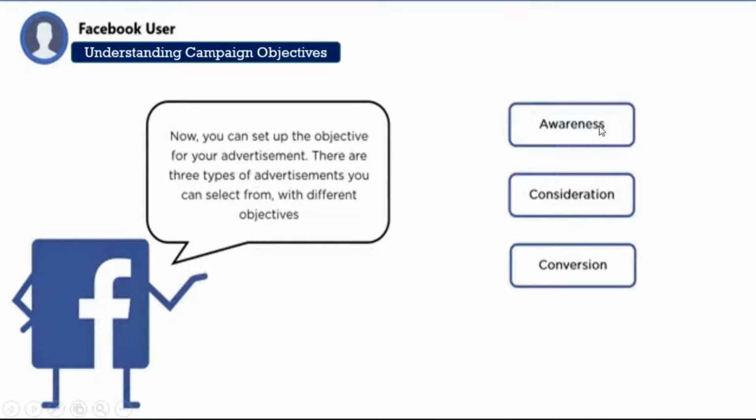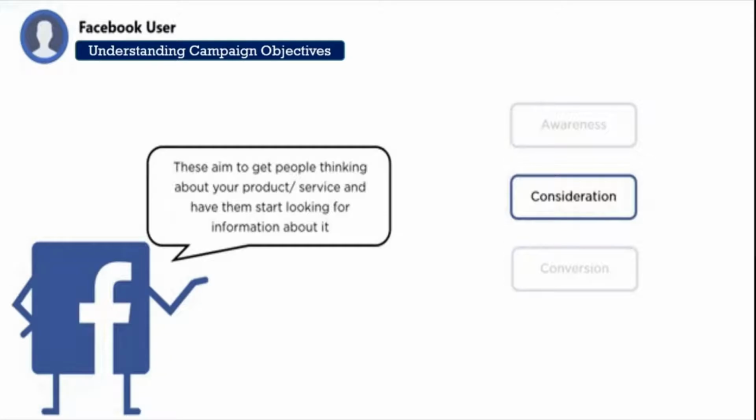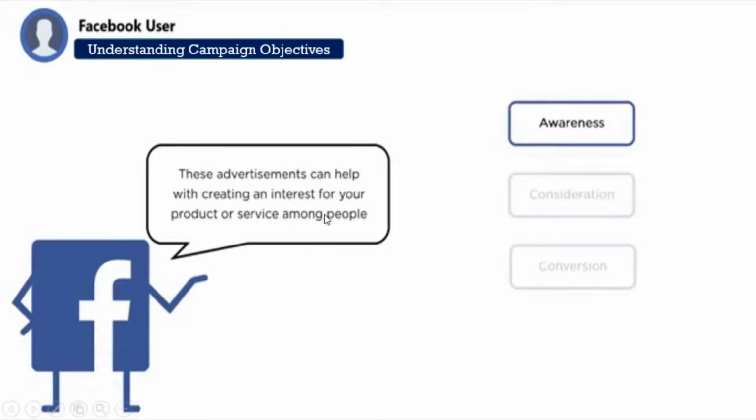The first one is called awareness. The second one is called consideration. The third one is called conversion. What do all those things mean? Awareness means this advertisement can help with creating an interest for your product or service among people. So it helps in creating interest. That is the keyword in awareness. It helps in creating interest for your product and service among the people.